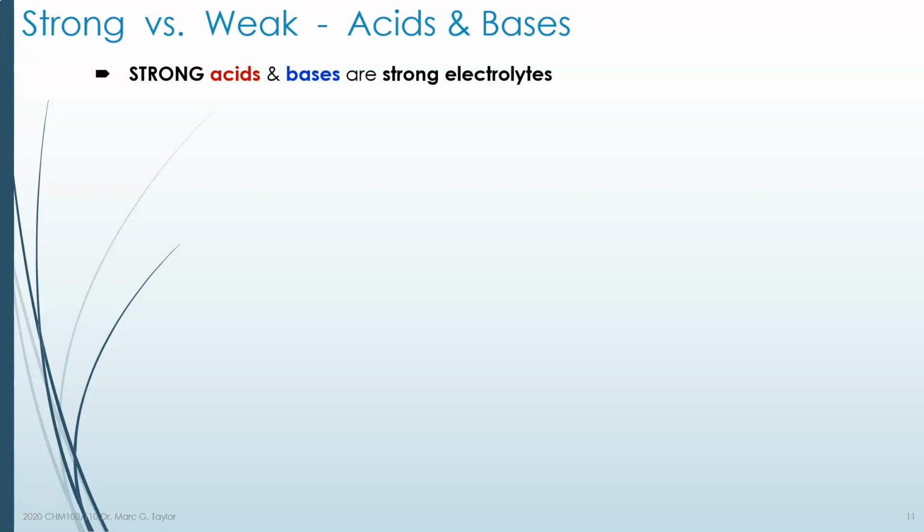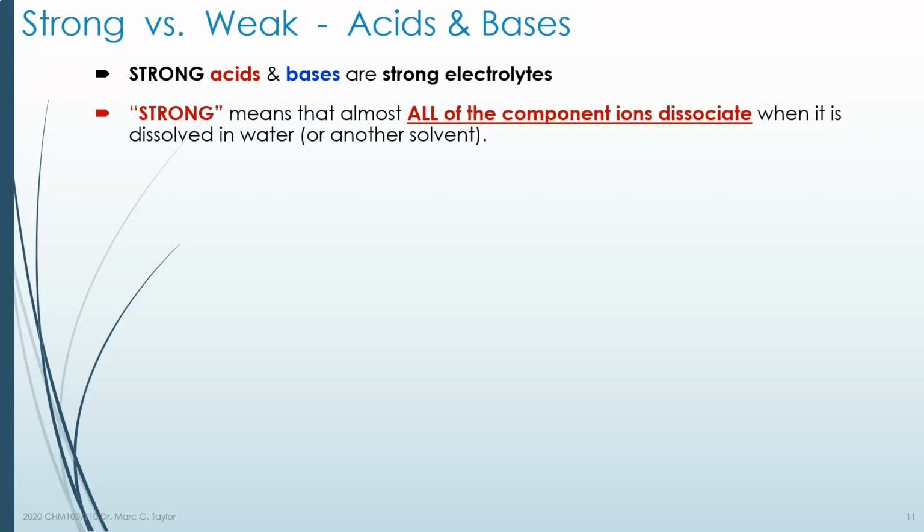Strong and weak. Strong acids and strong bases are strong electrolytes. In other words, these are molecules or compounds that when you put them in water, they break up into ions completely. So 100% of them dissociate into individual ions in water. That's what strong means. So all of the component ions will dissociate in the water. They completely dissociate, that's how we say it, or they completely ionize. That's another way to say it.